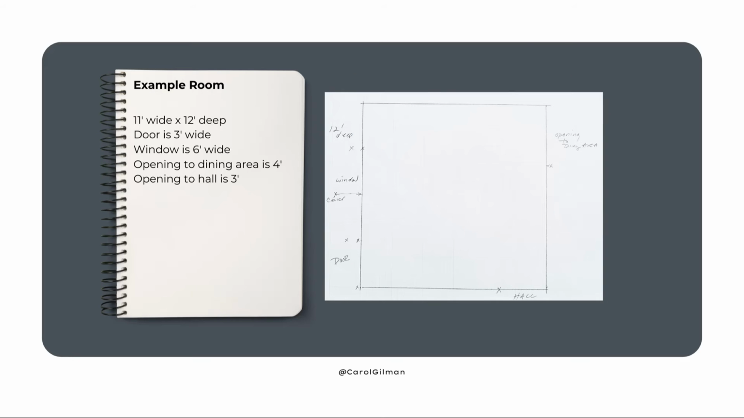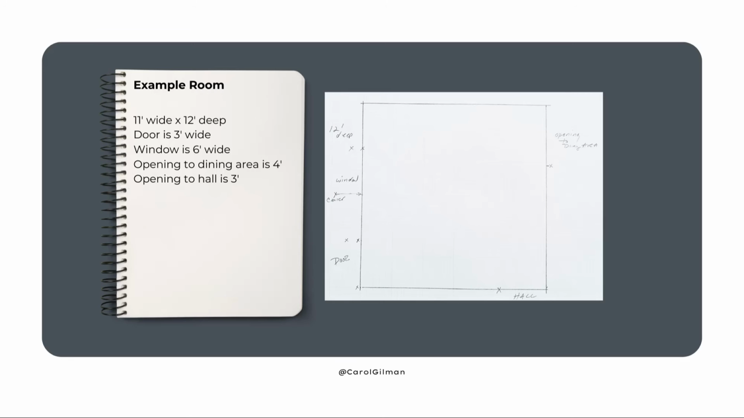And then measure the width of any doors, openings, windows, and anything else that's important in the room, maybe like a fireplace. In our example room, our door is 3 feet wide, the window is 6 feet wide, the opening to a dining area is 4 feet wide, and an opening to the hall is 3 feet wide. If you do have a fireplace, measure the width as well as the depth, how far into the room the fireplace hearth takes up space.